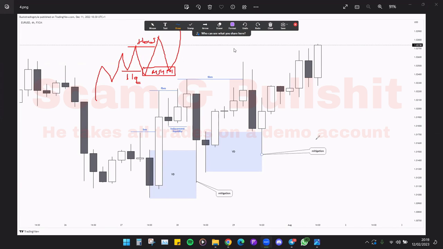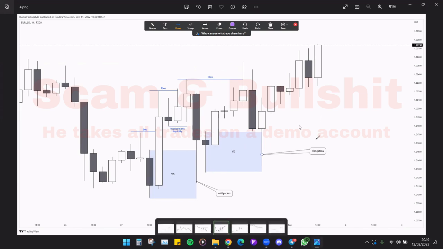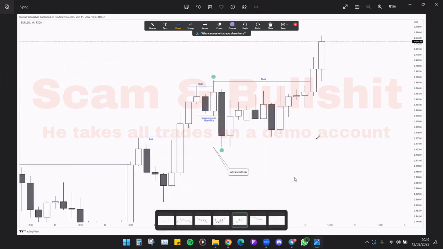So after the true break of structure right here, price came back down to mitigate this demand zone. So this is our MSU POI right here. Price mitigated the MSU POI after the true break of structure, and then it came back up to take out this high. You understand this? Okay. So let's look at the next example.